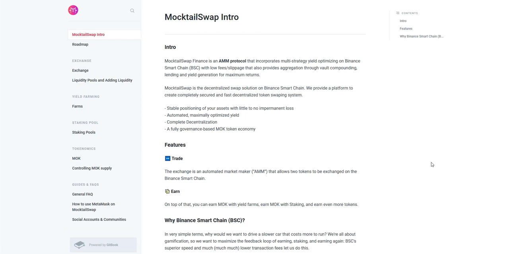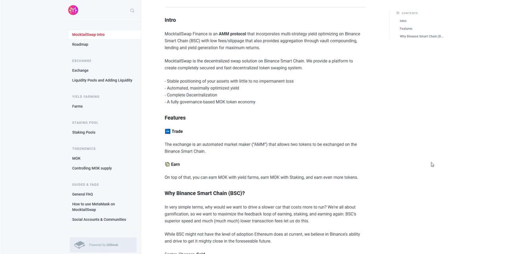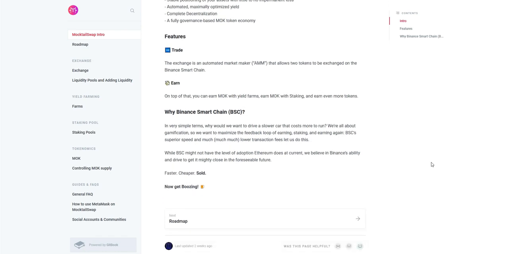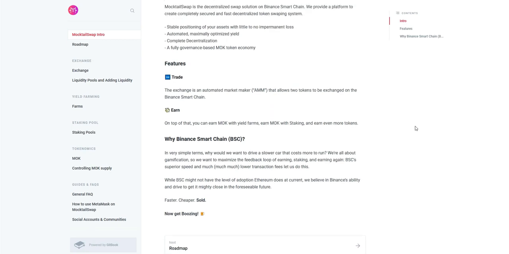Mocktail is a platform that allows users to access various decentralized finance features built into the Binance Smart Chain. With Mocktail Finance, users can maximize their profit with a multi-yield strategy optimizing the Binance Smart Chain, or swap tokens on the Mocktail Swap platform with low fees. This is a new Ethereum token standard and decentralized app built on the Binance Smart Chain. Let's check some features of Mocktail on their white paper.